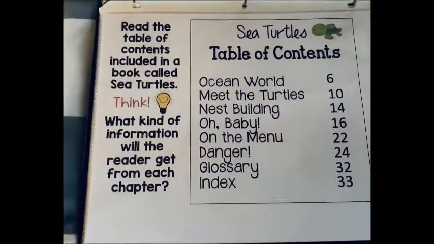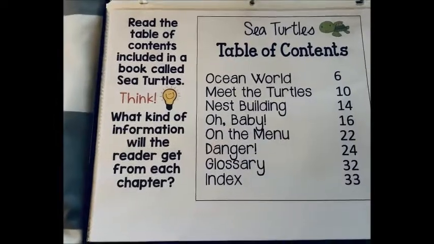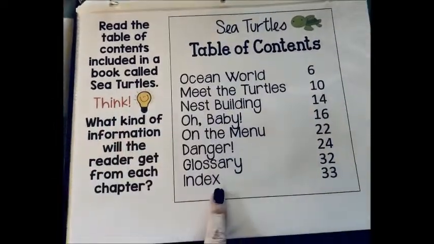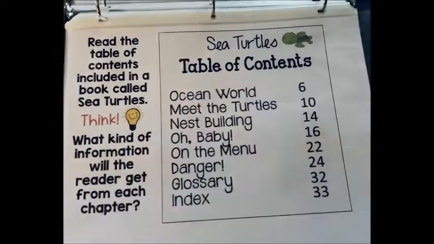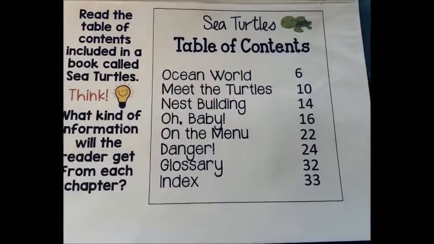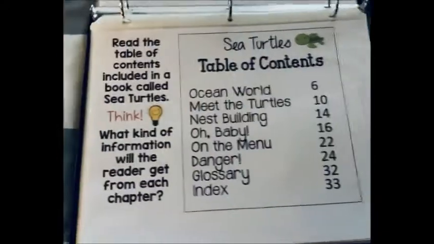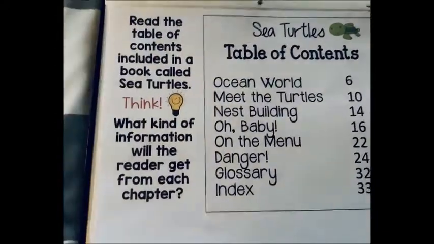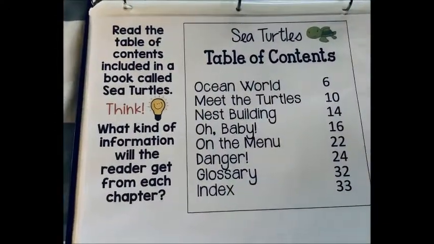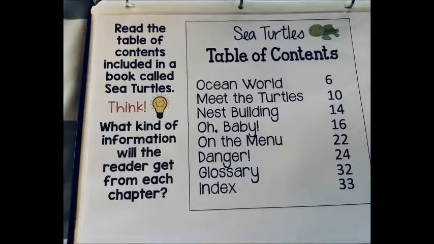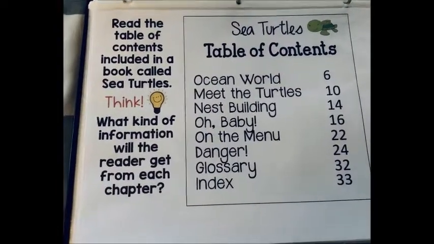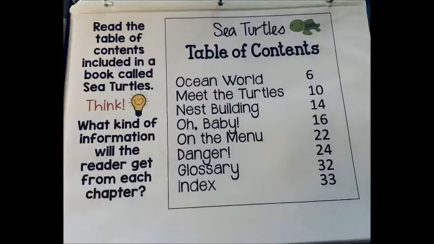So right here is an example of a table of contents that you might see when you open your book. As you can see, this book is about sea turtles. So our table of contents tells us what page we're going to find each section in our book. Over here it says, read the table of contents included in a book called Sea Turtles. Now we're going to think, what kind of information will the reader get from each chapter?